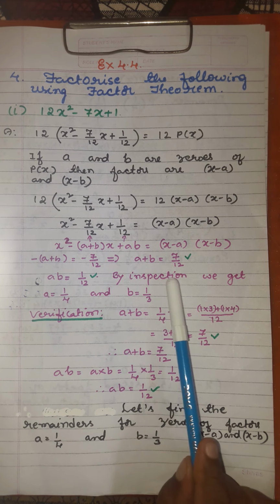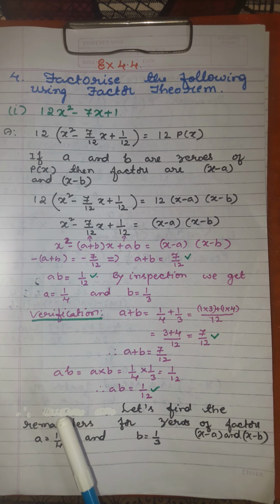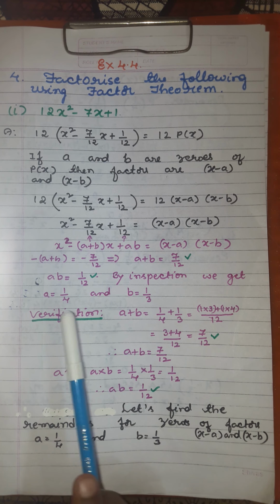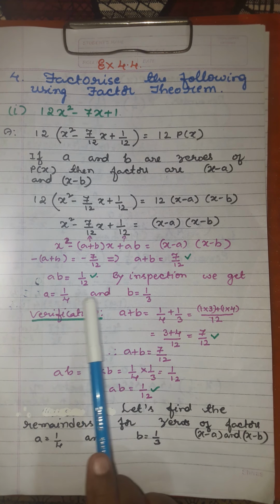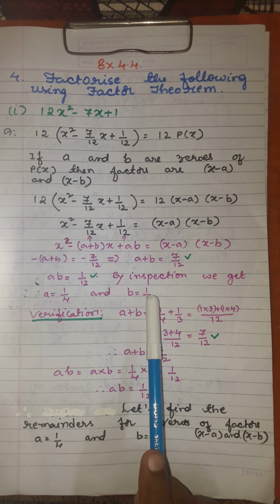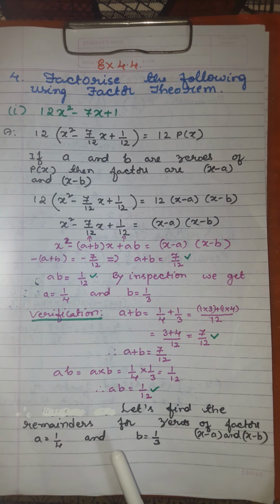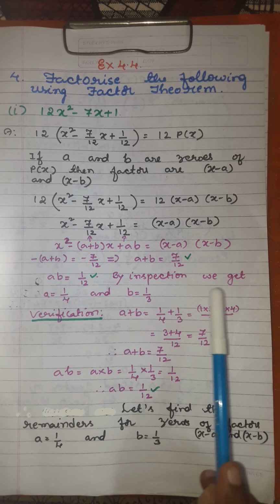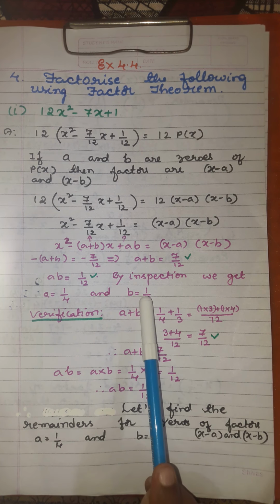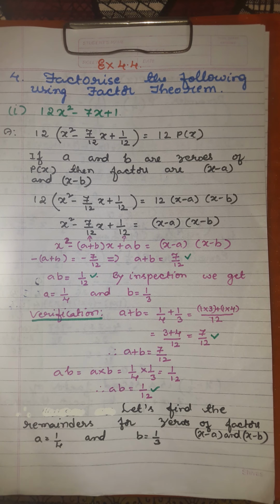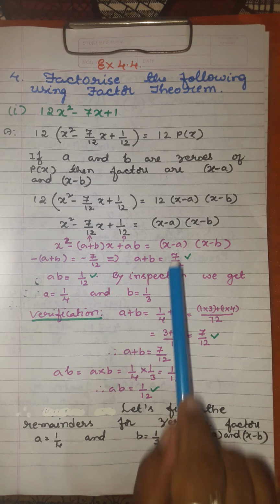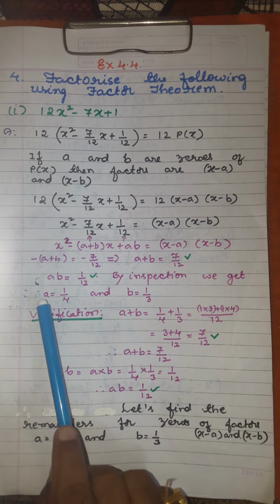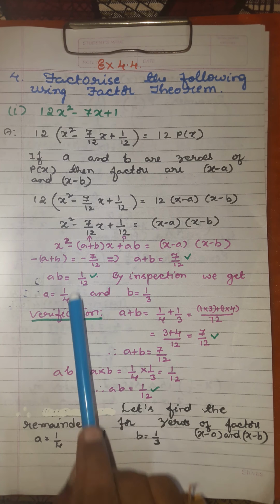By close observation, that is by inspection, we get a is equal to 1 over 4 and b is equal to 1 over 3. Now by inspection we have got the values of a and b. So we have to check whether they are correct or not. Upon adding these two, we have to get 7 over 12. Upon multiplying a and b, we should get 1 over 12.